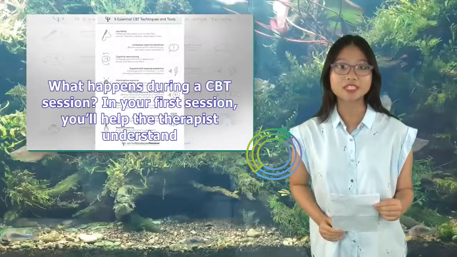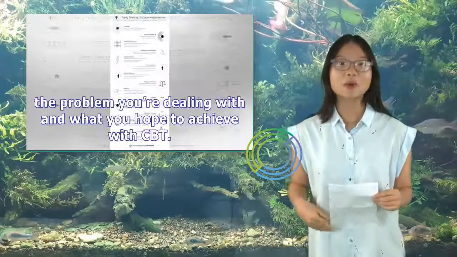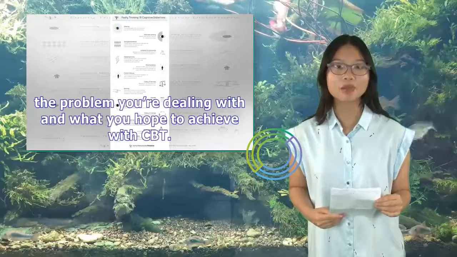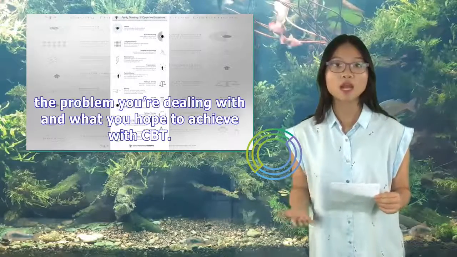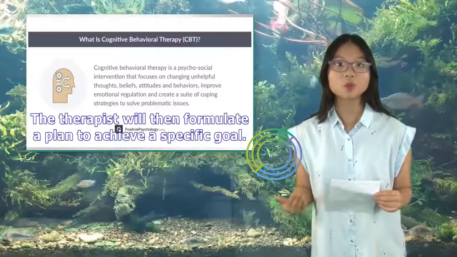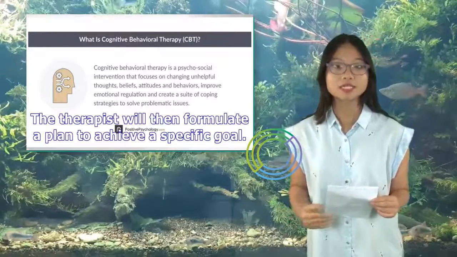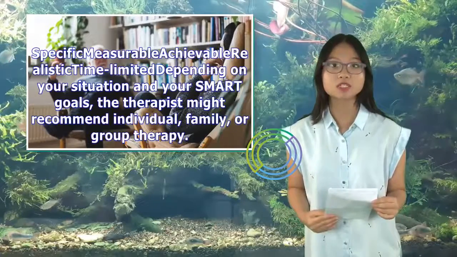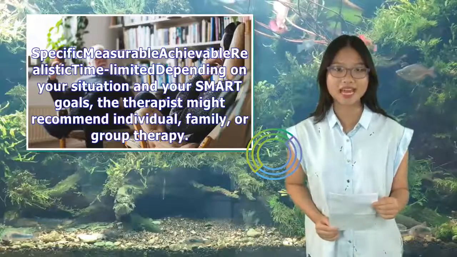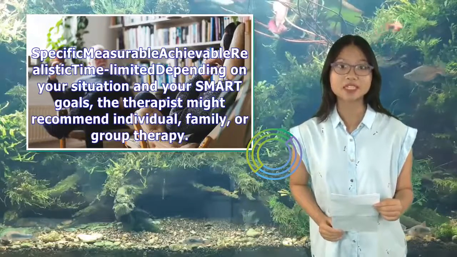What happens during a CBT session? In your first session, you'll help the therapist understand the problem you're dealing with and what you hope to achieve with CBT. The therapist will then formulate a plan to achieve a specific goal. Specific, measurable, achievable, realistic, time limited. Depending on your situation and your SMART goals, the therapist might recommend individual, family, or group therapy.